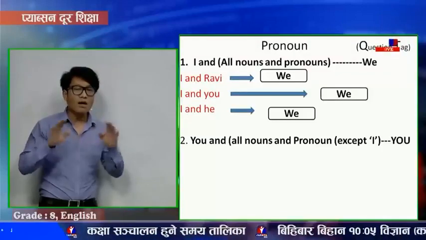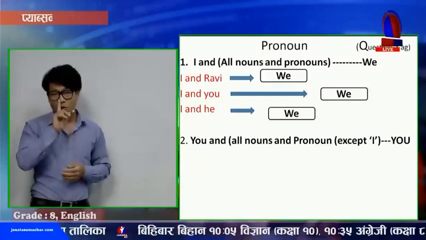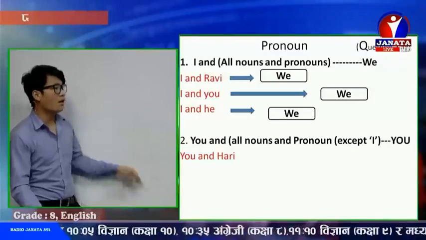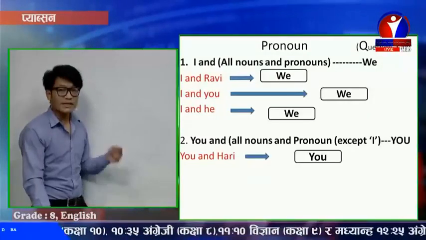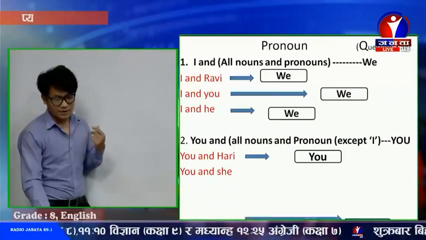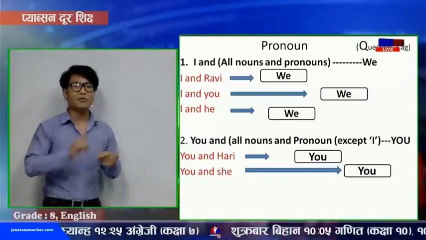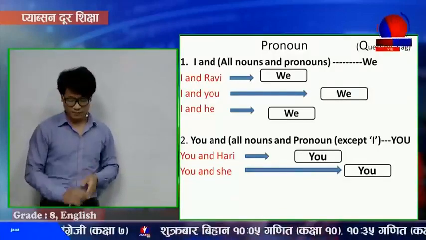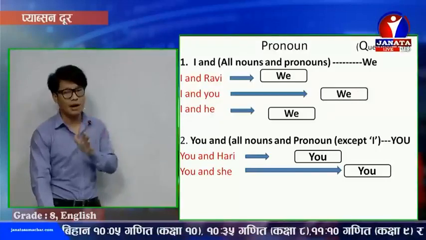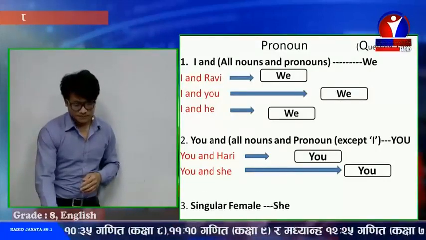Next is you and all nouns and pronouns except I. You and all nouns and pronouns except I becomes you pronoun. So you can see in the slide also. You and Hari, its pronoun is you. You and she, its pronoun is you. But if you write you and I, then pronoun becomes we. That's why except I, all nouns and pronouns become you pronoun.